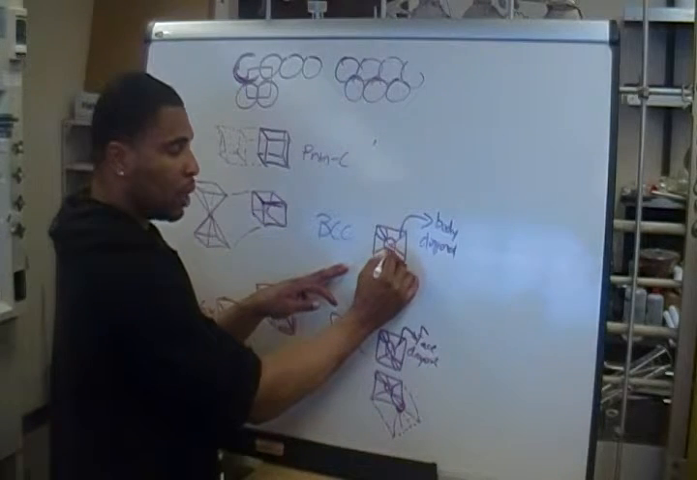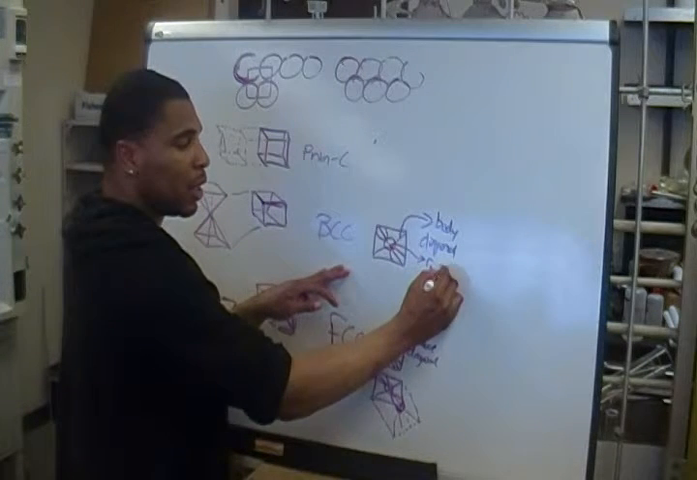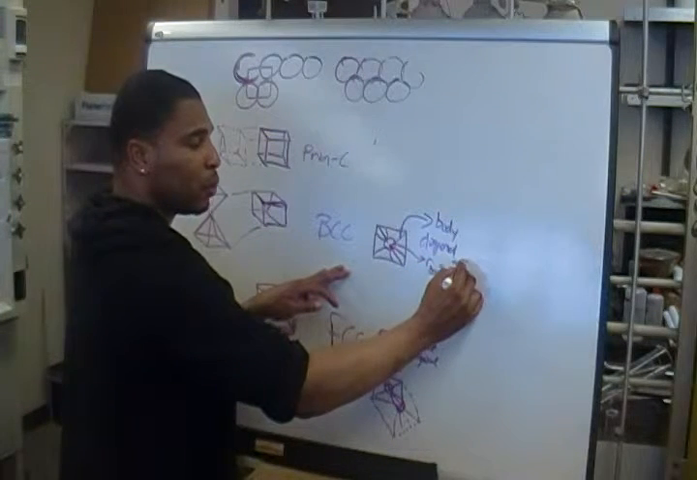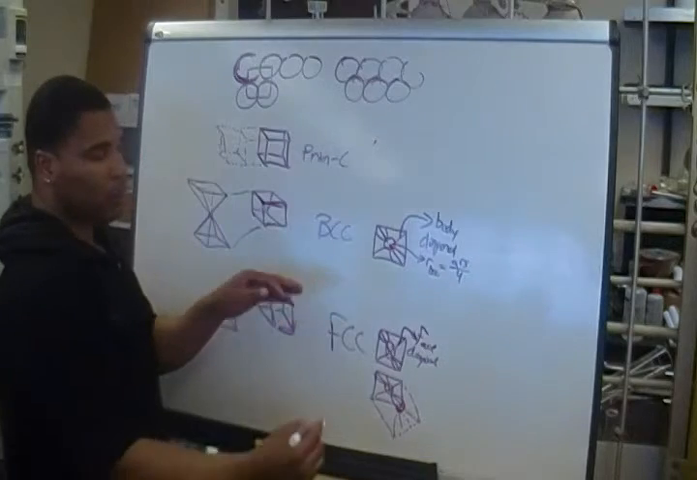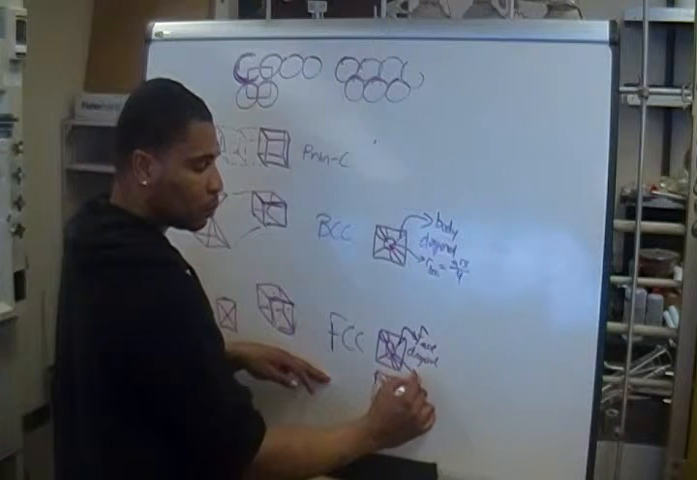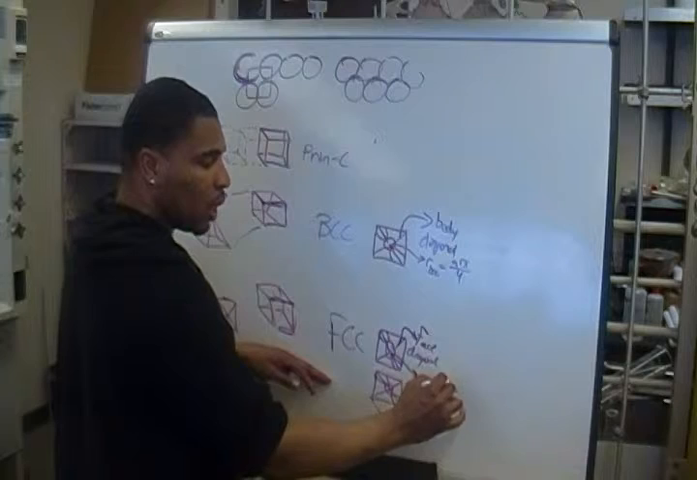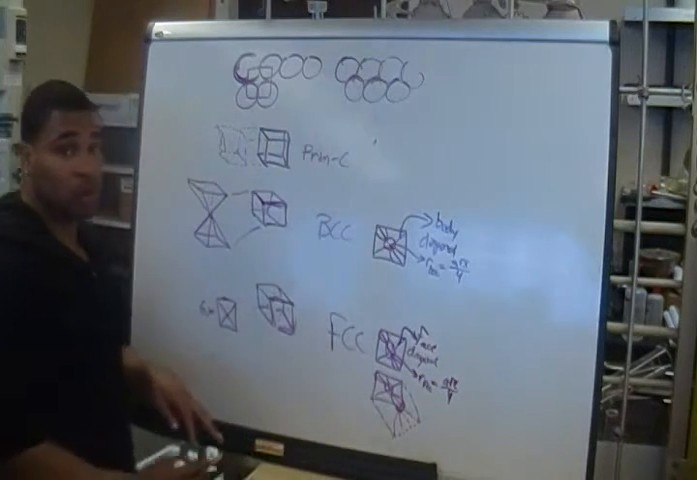At every sphere, right, there's a radius. For the body center, there's a radius. BCC equals a square root of 3 over 4. That's what the radius equals. And for the face center, it has a radius, and the radius for FCC equals a square root 2 over 4.